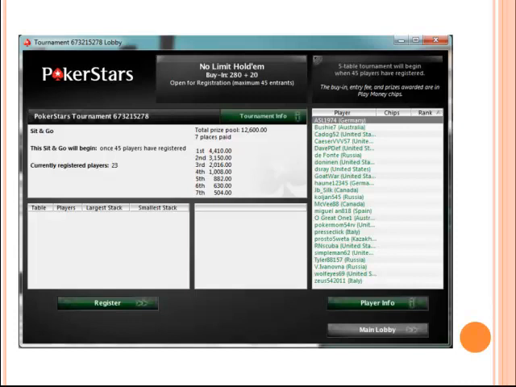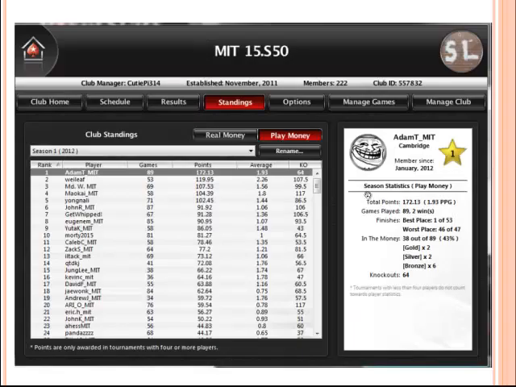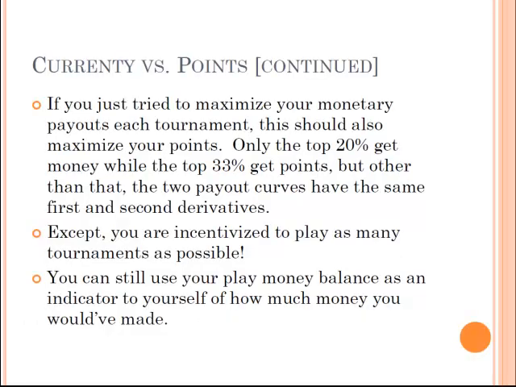So if you just play in a way that tries to maximize the number of play dollars you get, you'll approximately get the most points. So the exact number of points is hard to calculate, but don't worry about it. So I want to encourage you to play as much as possible and get points. And yeah, you can still use your play money balance as an indicator to yourself of how much money you would have made or lost.